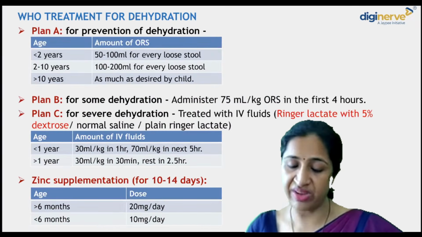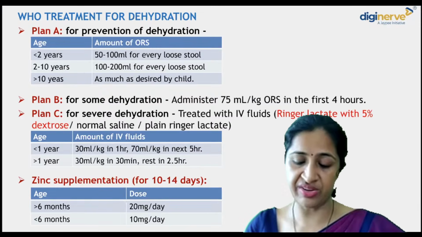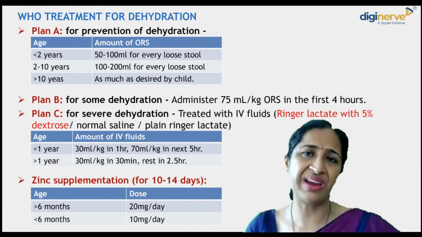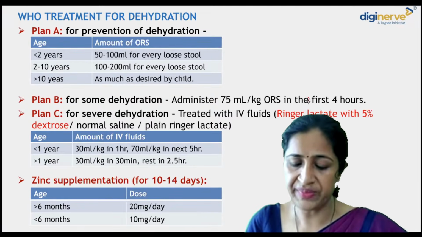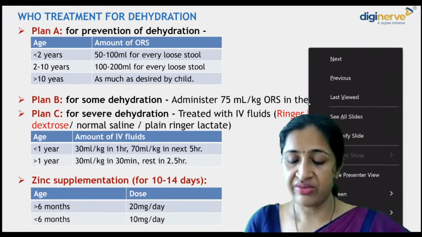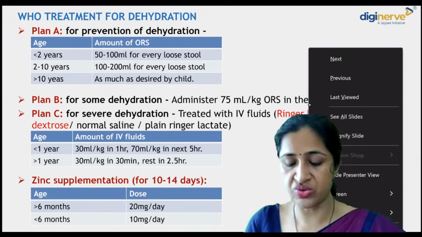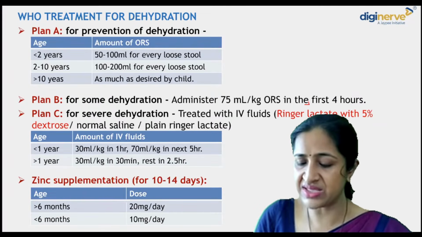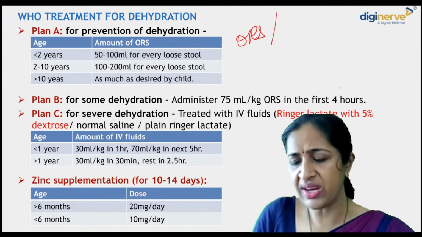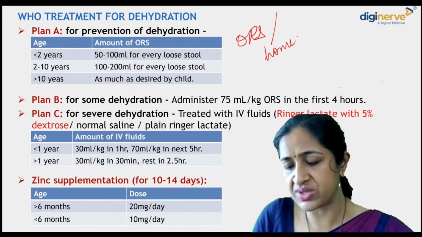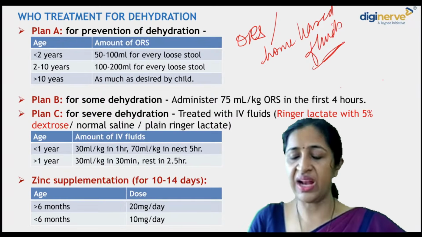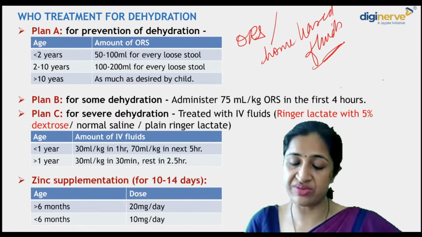WHO plan, very important. Plan A for dehydration is where you have no dehydration or mild dehydration. Here, for less than 2 years, 50 to 100 ml after every loose stool. For 2 to 10 years, 100 to 200 ml. This is essentially ORS or equivalent home-based fluids if the child is not taking ORS. And above 10 years, ad libitum, however much the child needs.